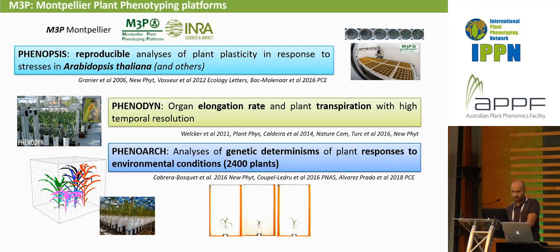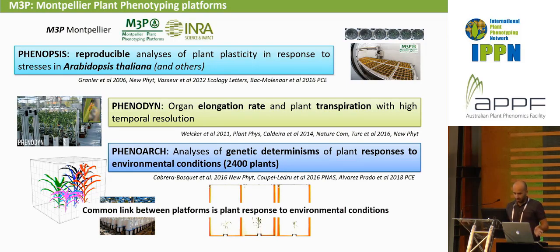And finally, PhenoArch, that is a platform for analyzing the genetic determinism of different plant responses to environmental conditions, mainly drought, light, and temperature, in big panels, because it has a capacity for more than 2,000 plants. The common link of all these platforms is that we measure the plant response to environmental conditions.